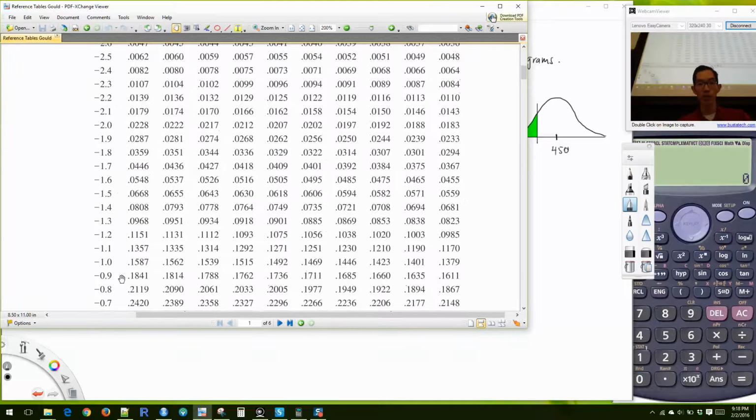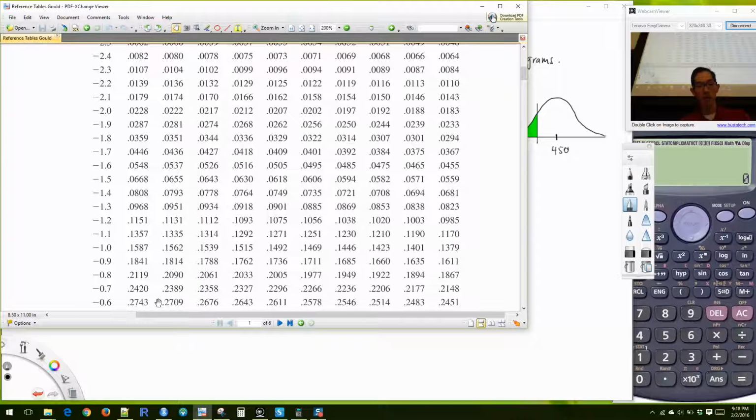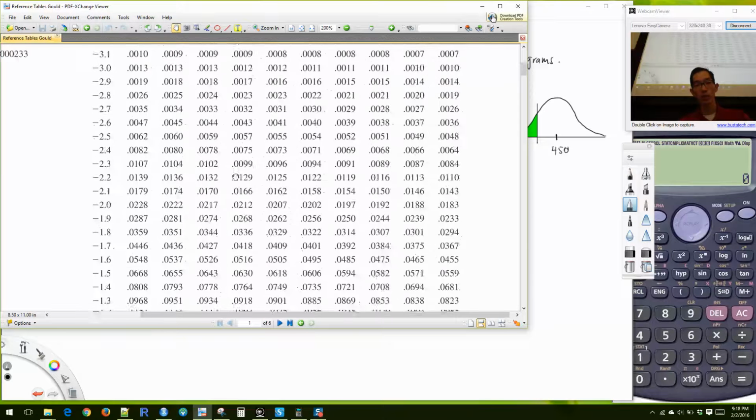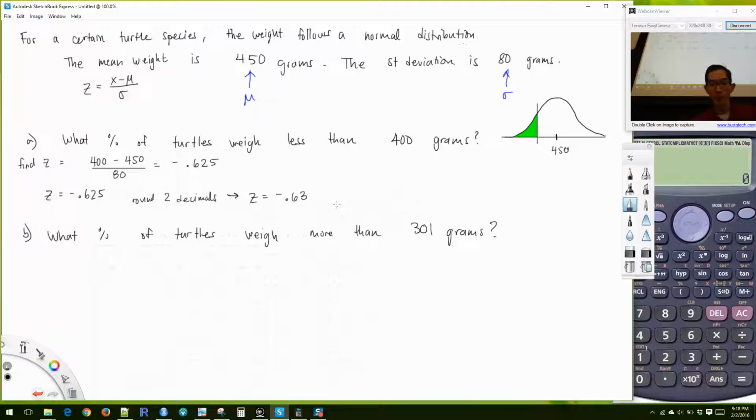So I go to the row negative 0.6, and I go to the column 0.03. So 1, 2, 3, I get 0.2643. So the area to the left is 0.2643. That is this part right here. Is that the area that I want, or do I have to subtract this from 1? This is the area that I want, okay?